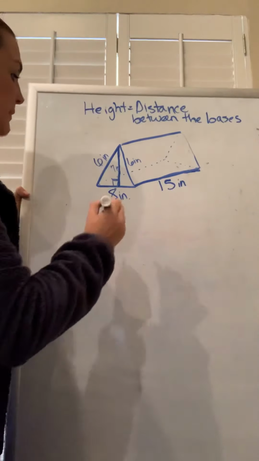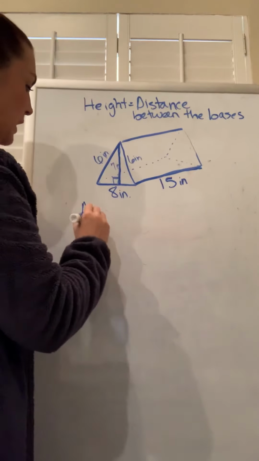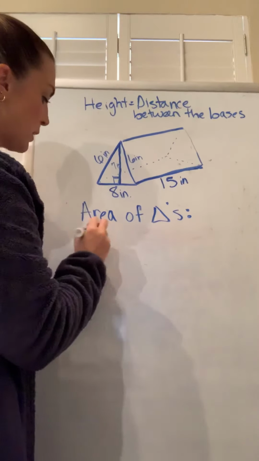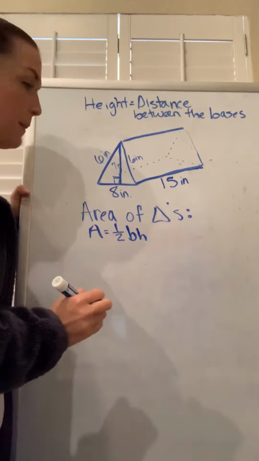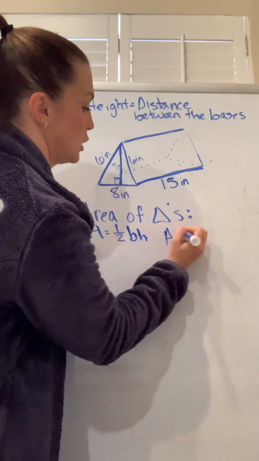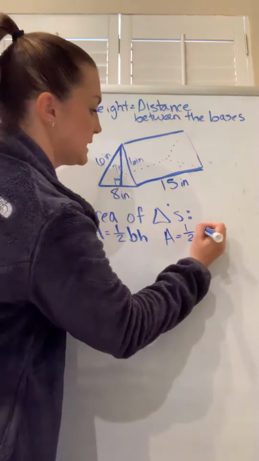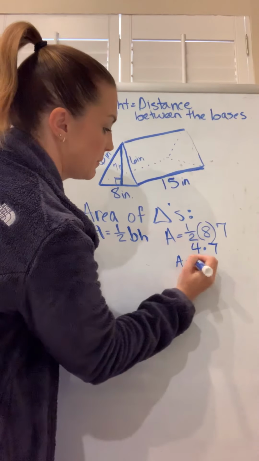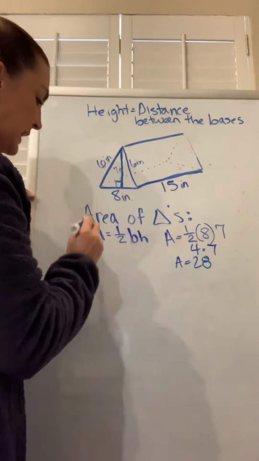All right, so we have to find the area of each triangle. So we're going to do the area of the triangles. Remember that our area formula is 1/2 base times height. So our height of our triangle is 7. Our base is 8. So 1/2 of 8 times 7. Well, that's 4 times 7, which is 28. So that means that the area of one triangle is 28.